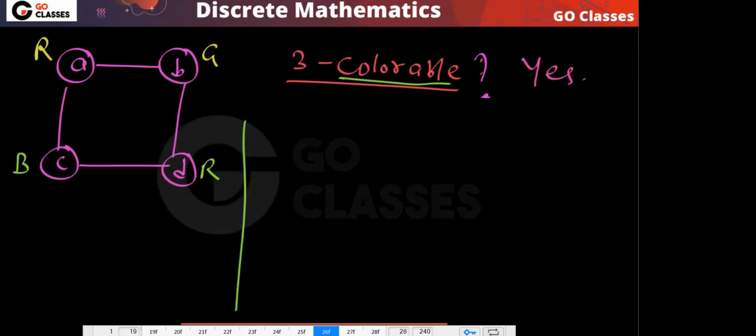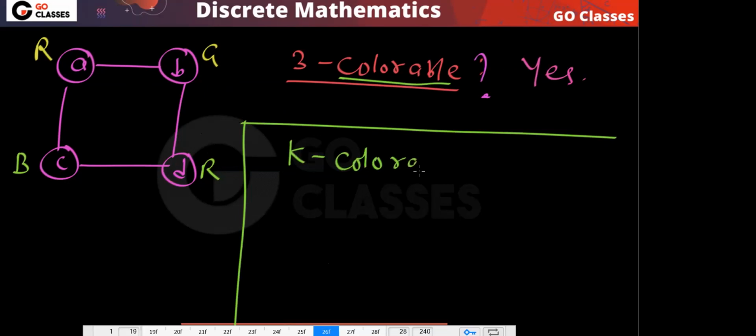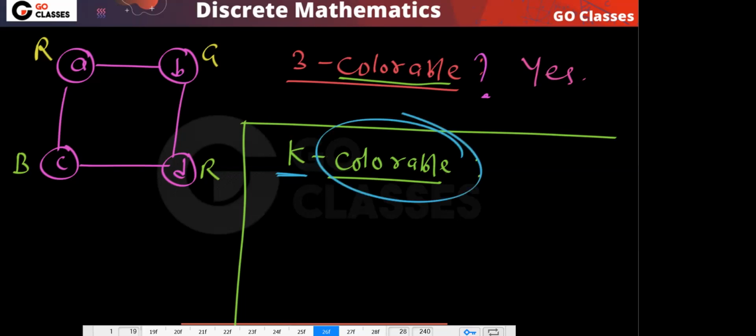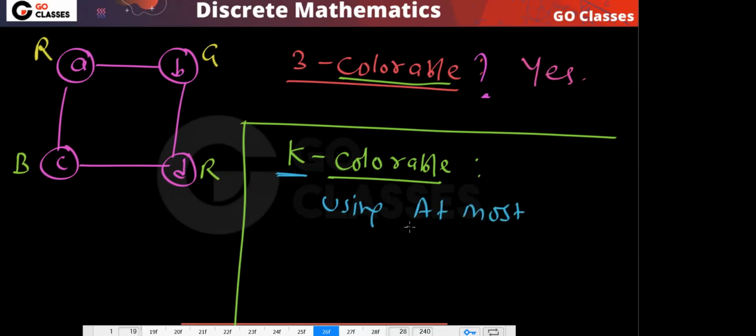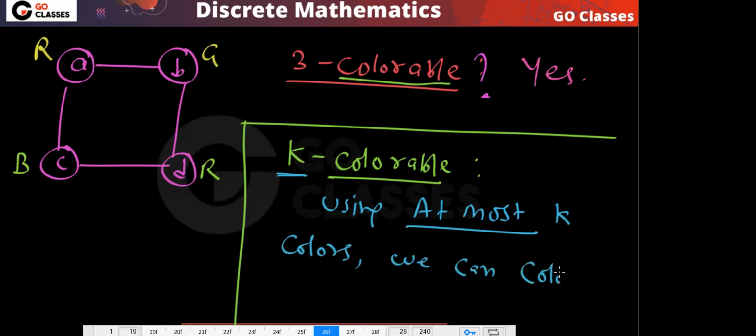Remember what K colorable means. Whenever we say K colorable, K colorable means using at most K colors you can color it. This is the definition.